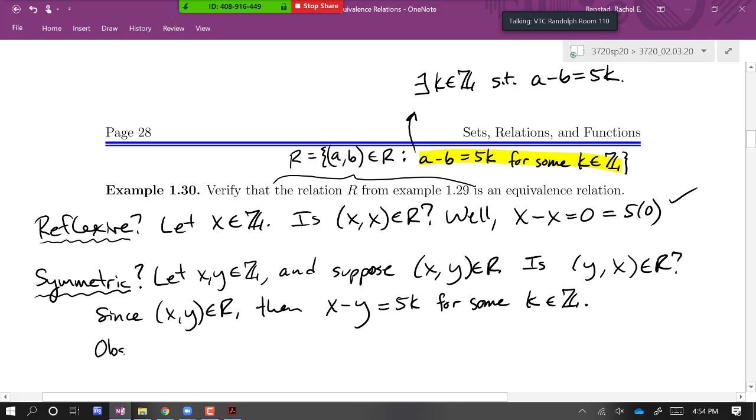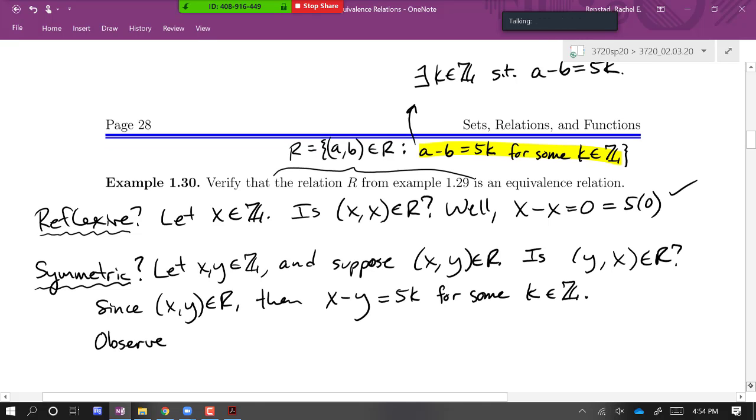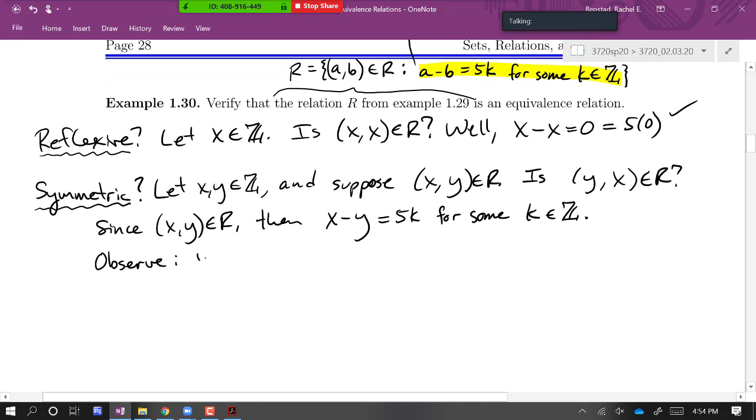So let's observe y minus x. What did we notice before? What's the only result when you reverse the order of subtraction? Sign change, yeah. y minus x is the negative of x minus y. You could check: if you distribute that negative, you get it right back.